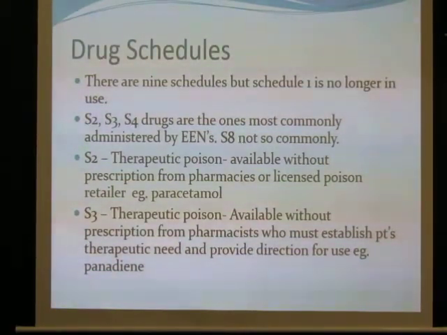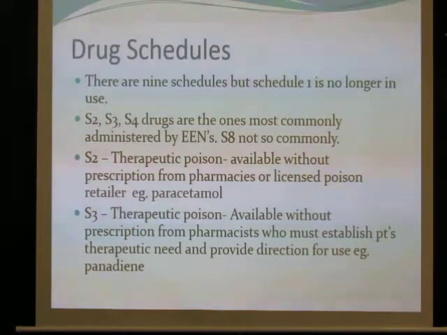or licensed poison retailers. Who's the licensed poison retailer? Most hardware stores. They can sell rat poison or weed killer. They're licensed poison retailers, because you have to have them in a safe place. The rodent people, you know, the flick men who come, they're licensed poison users and retailers.